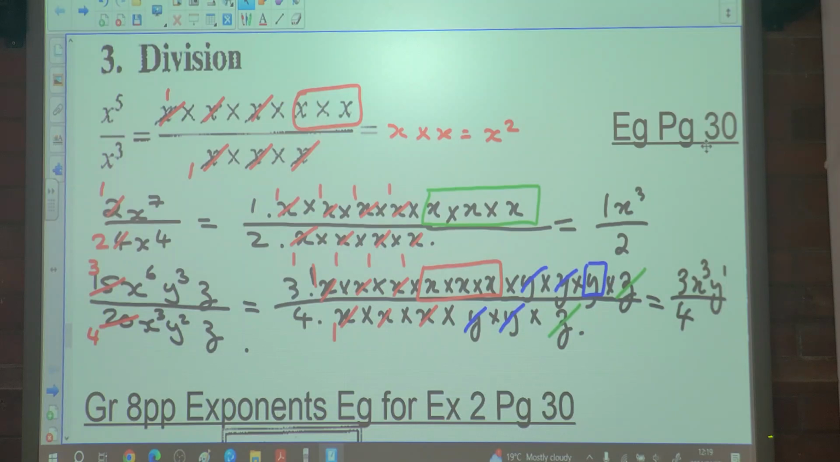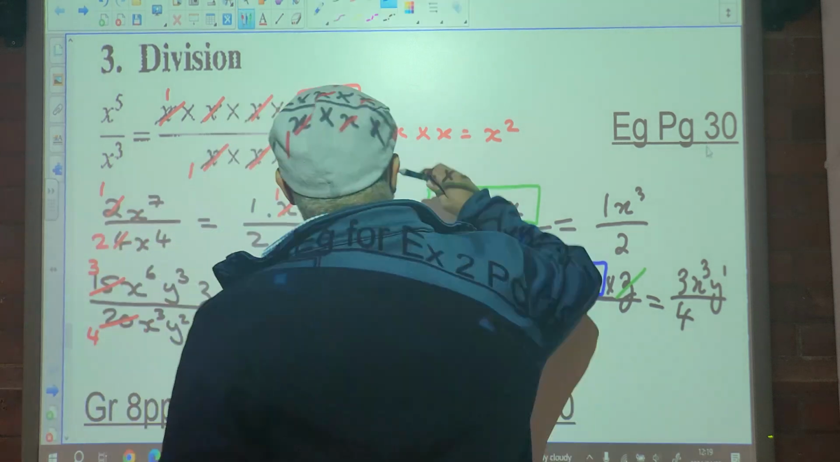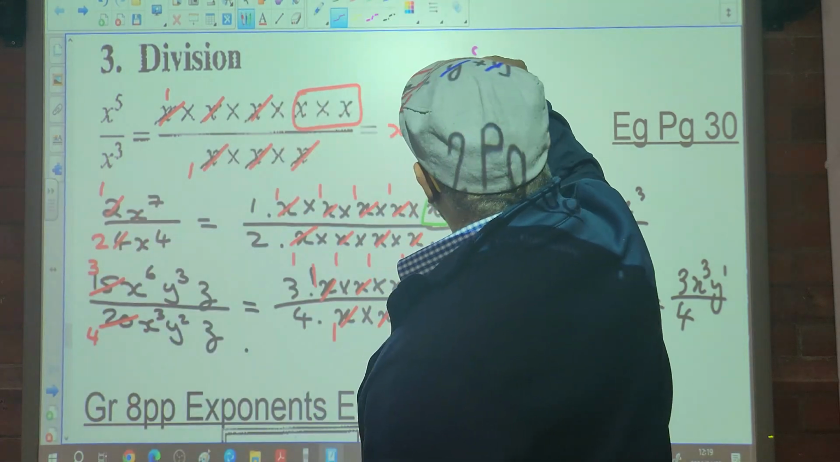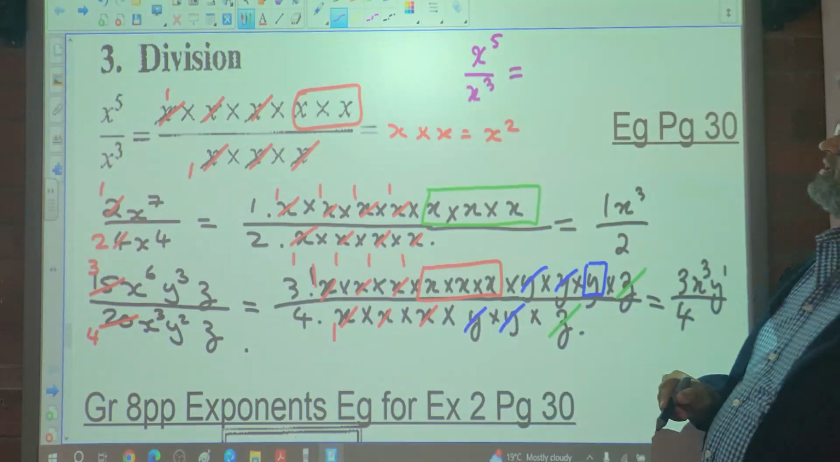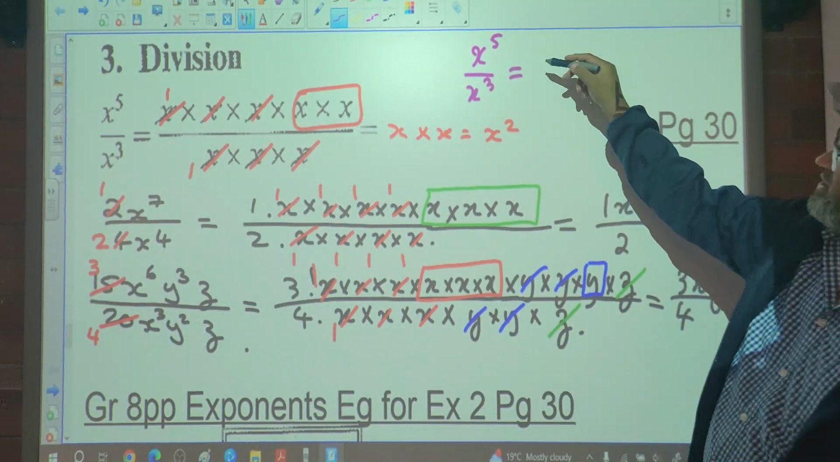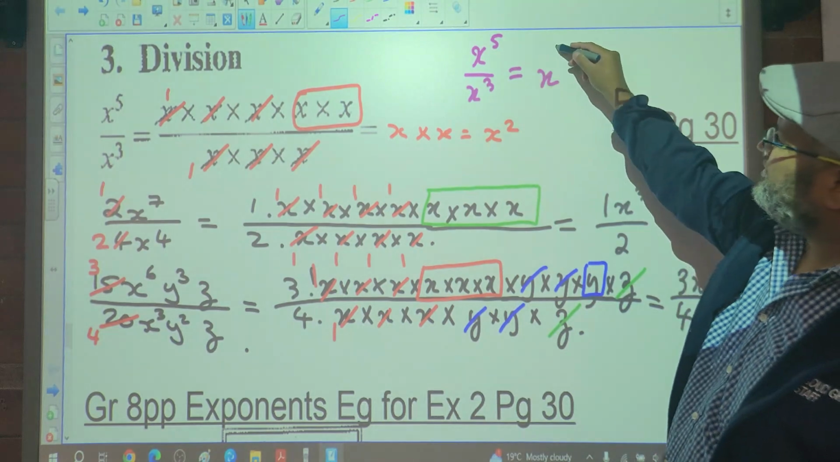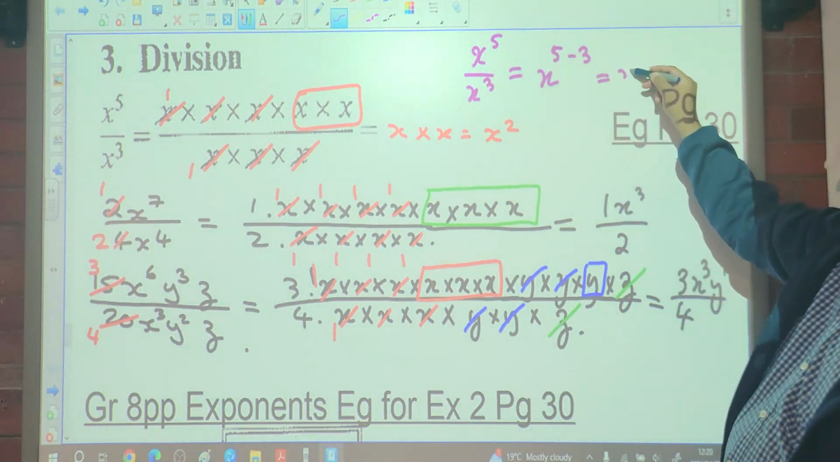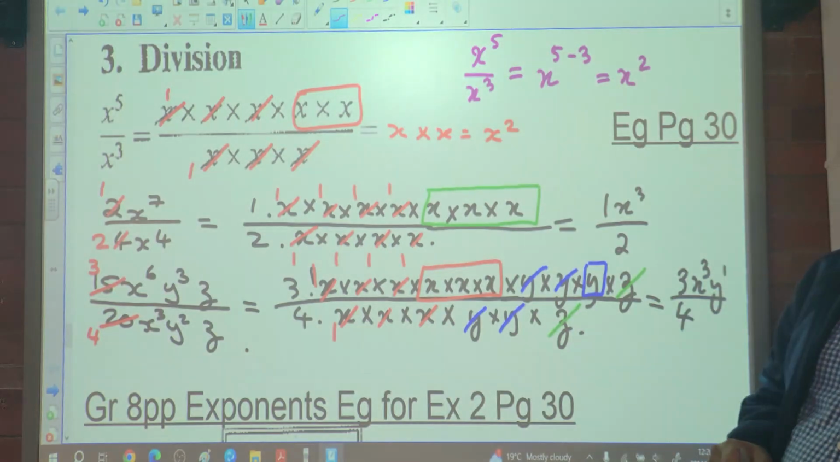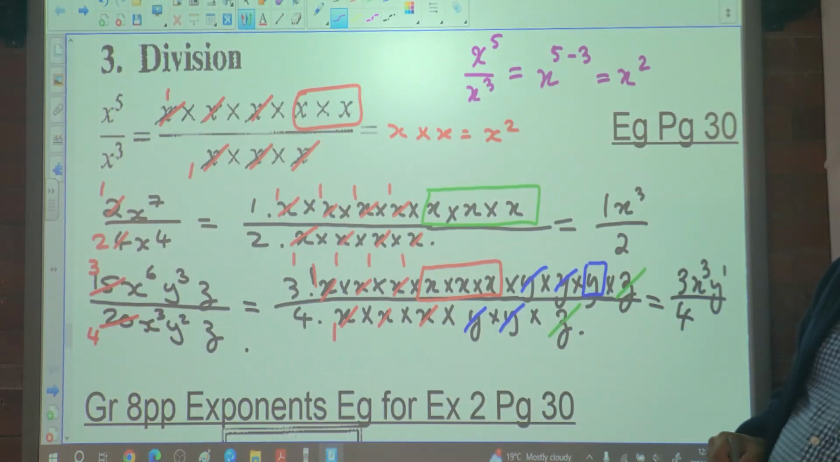Can you all see that? You're minusing the exponents there. So let's look at the first one then. The first sum was x to the 5 over x cubed. Can you see that? In other words, we can simply say it's x to the 5 minus 3. And what's 5 minus 3? 2. Can you see that?